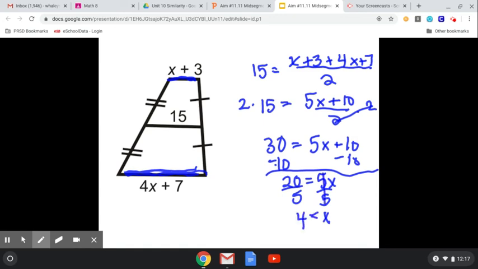And now at this point, if somebody asked me, what is the length of the smaller base? I would just say 4 plus 3 is 7. And if someone said, what's the length of the larger base? I would just go 4 times 4 plus 7 is 16 plus 7 is 23. So those are just some other questions that could be asked if someone cared to ask them.